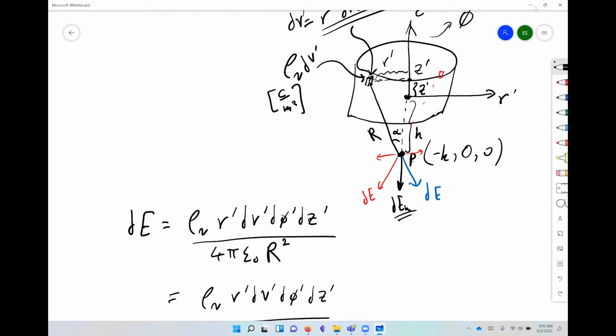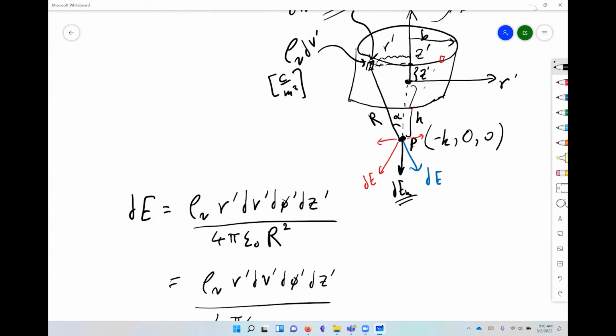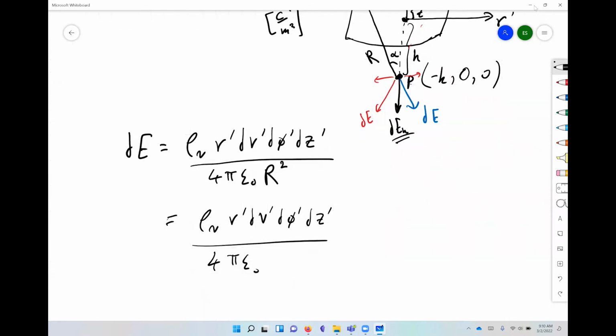Oh, and by the way, the radius of this cloud is b. Okay, but the radial distance from the origin to the volume element is r prime. So this distance is r prime, this distance is z prime plus h. So using Pythagoras theorem, r squared is just going to be r prime squared plus h plus z prime squared.